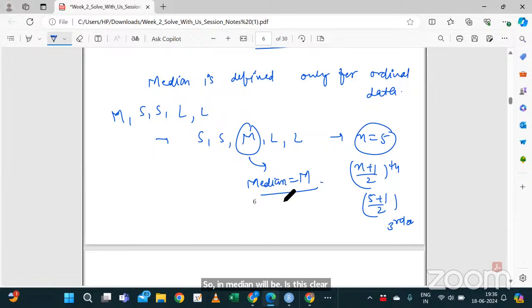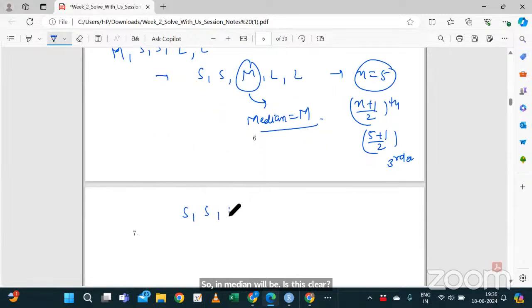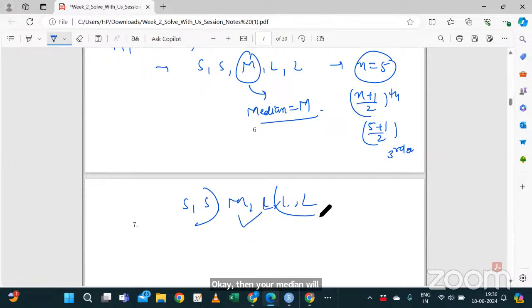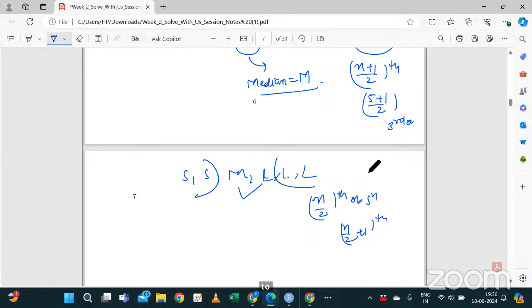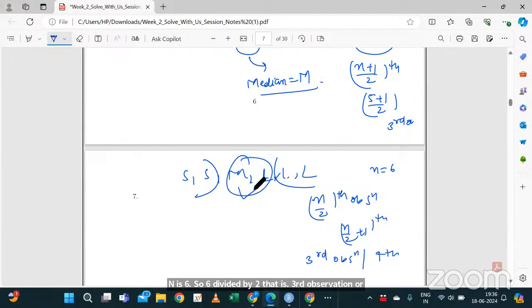Suppose you have an even number of observations, let's say like this. Then your median will be either this M or this L. By the formula, our median will be the n by 2th observation or the n by 2 plus 1th. Here n is 6. So 6 divided by 2 means the third observation or the fourth observation, which is M or L. Is this clear?